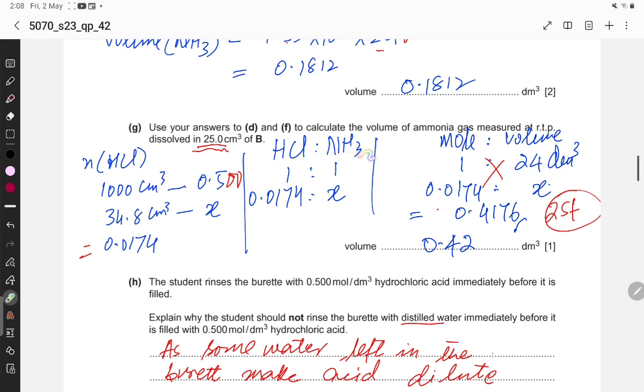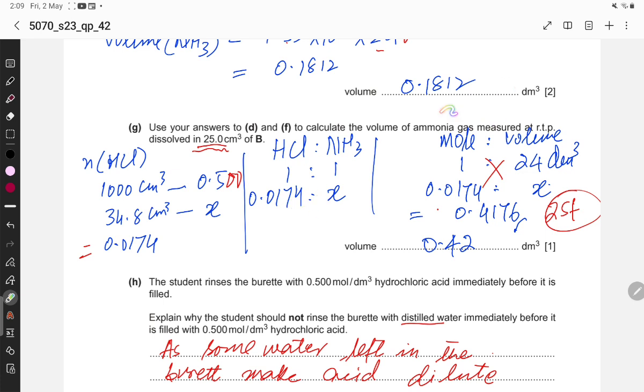Using your answers to D and F, calculate the volume of ammonia gas measured at room temperature, dissolved in 25 centimeter cube of solution B. This is solution B. We know that 1000 centimeter cube is equal to 0.55. So what would be the moles of HCl in 34.8? So this is 0.0174. So the HCl to NH3 ratio is 1:1, with 0.0174 moles.